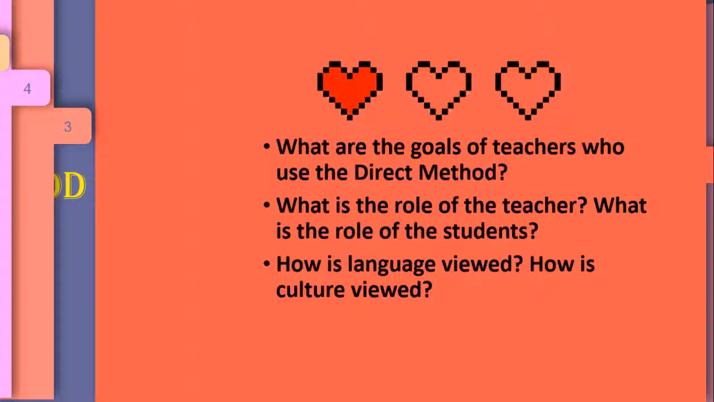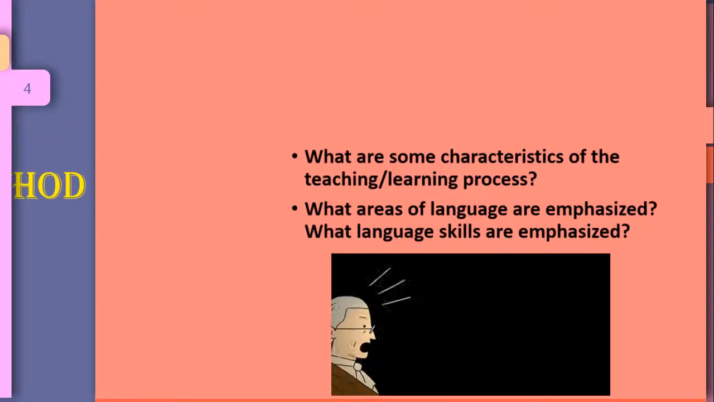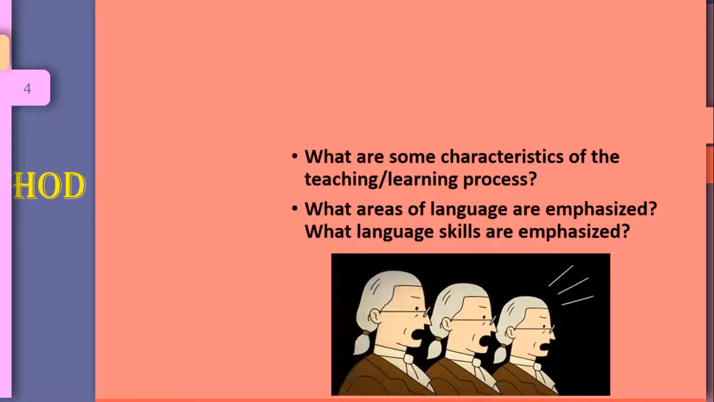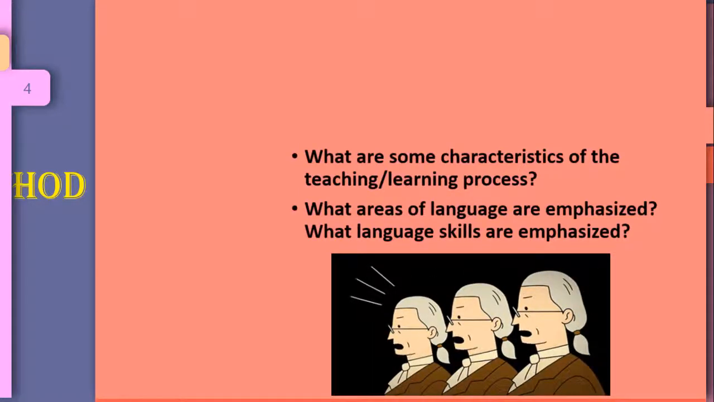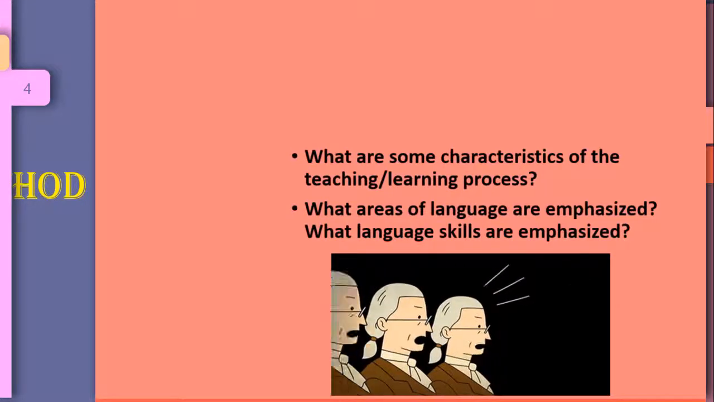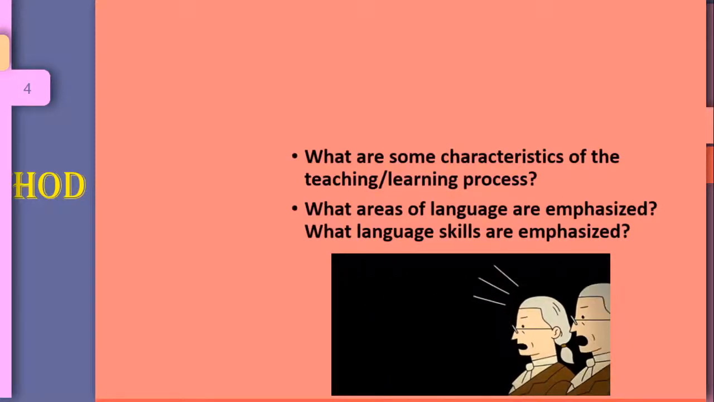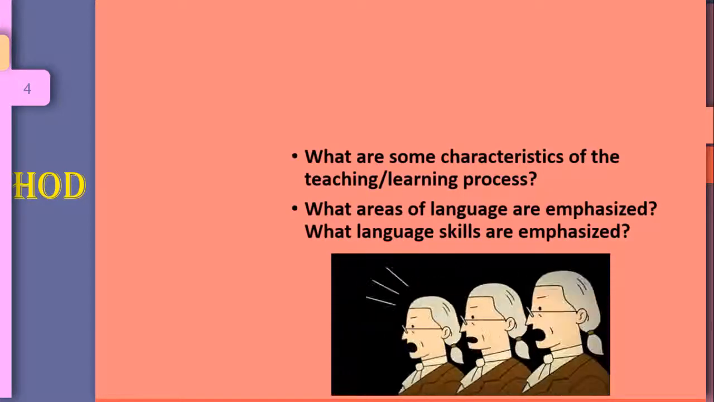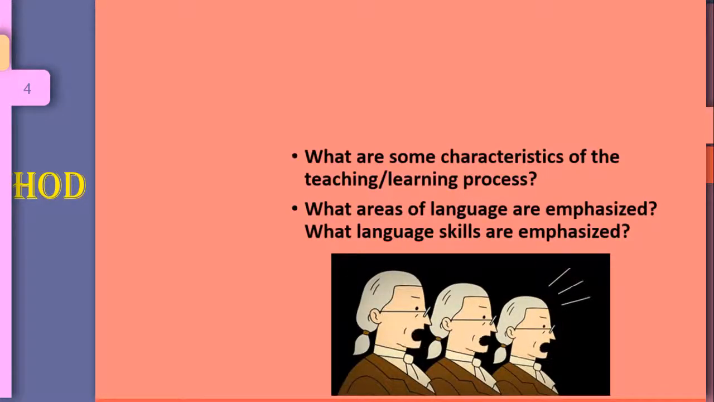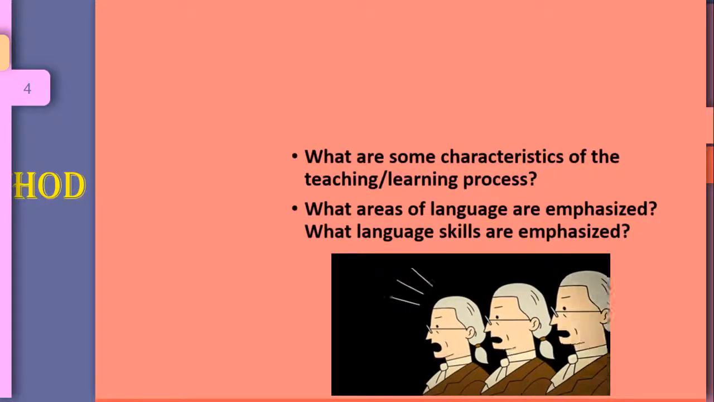Learning process. Teachers who use this method believe that students need to associate meaning with the target language directly. So, when the teacher introduces a new target language word or phrase, he demonstrates its meaning through the use of realia, pictures, or pantomime, and he never translates it into the student's native language. What areas of language are emphasized? What language skills are emphasized? Vocabulary is emphasized over grammar. Although work on all four skills occurs from the start, oral communication is seen as basic.